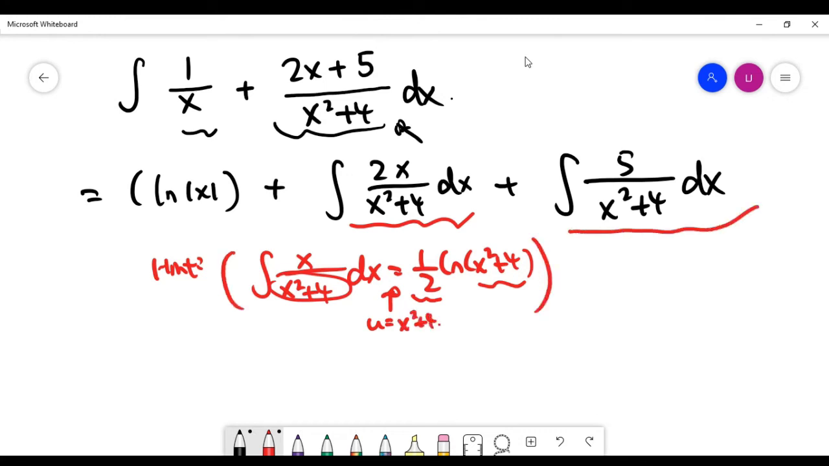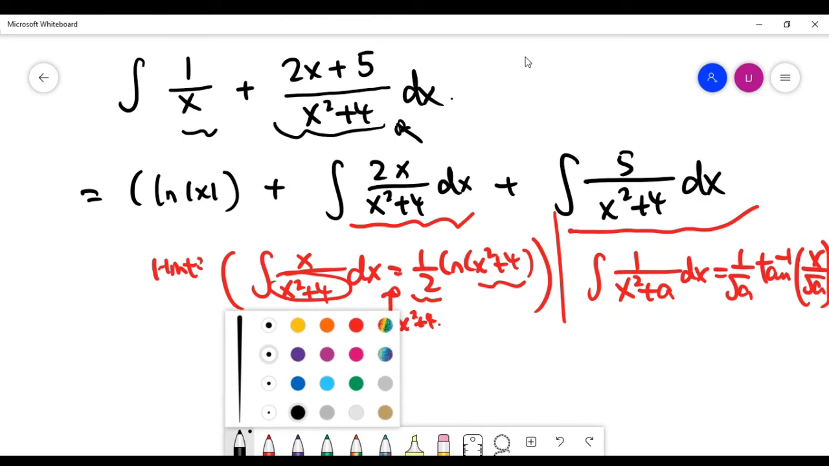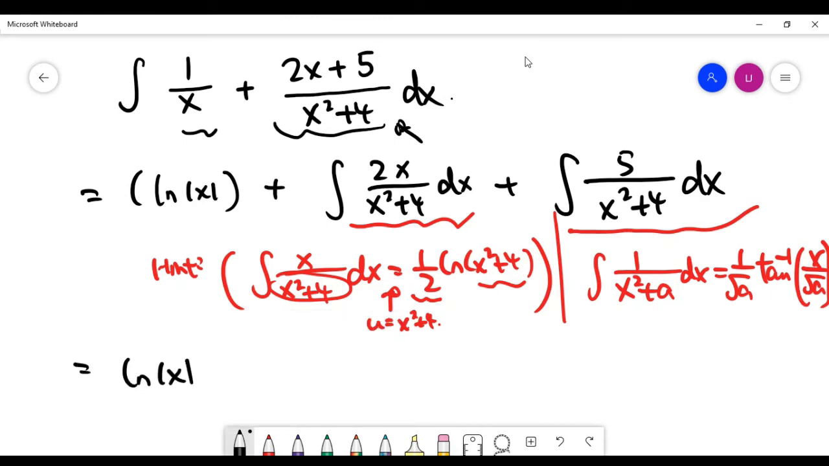And the second part is totally different. For the second part, we have to use the hint where we have 1 over x squared plus a inside the integral. When you integrate that, you're getting 1 over square root of a times inverse tan of x over square root of a. So anyway, if you know these two facts, we can actually write the answer pretty quickly.